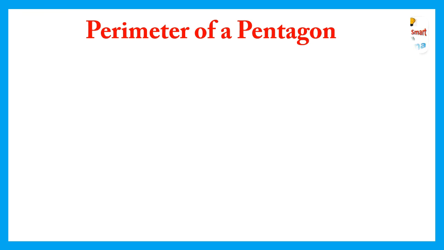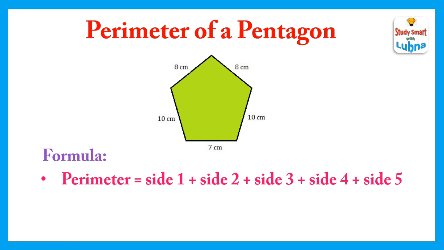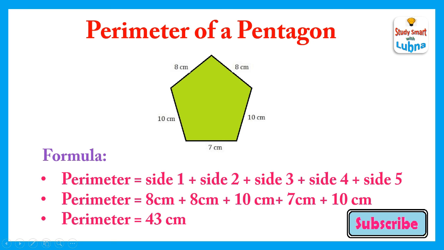So here an example. A pentagon is given. Its sides are 8 centimeter, 8 centimeter, 10 centimeter, 7 centimeter and 10 centimeter. So how will we find its perimeter? Yes, very good. We will add all these sides, and after adding 8 centimeter plus 8 centimeter plus 10 centimeter plus 7 centimeter plus 10 centimeter, we will get the perimeter of the pentagon, that is 43 centimeter.